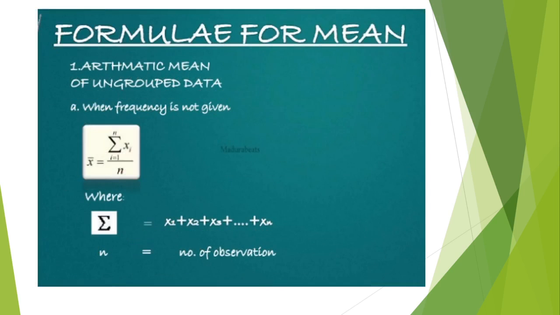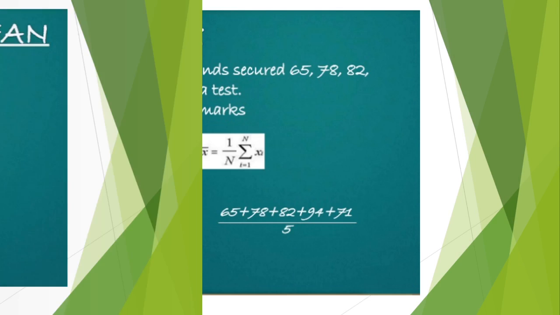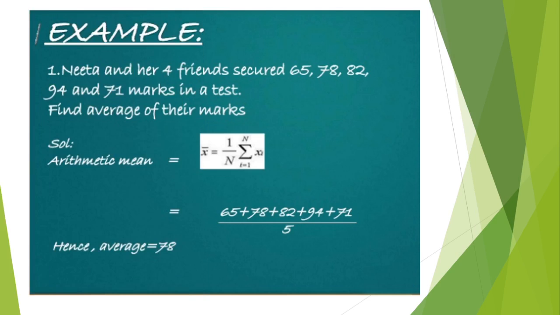And here we have an example and formula. Arithmetic mean or average are all the same: x bar equals sigma xi by n, where sigma is the symbol to represent the sum of the observations. Here we have a small example. The observations 65, 78, 82, 94 and 71 are marks of a test. Then the sum of the observations divided by the number of observations, that is the average, equals 78.